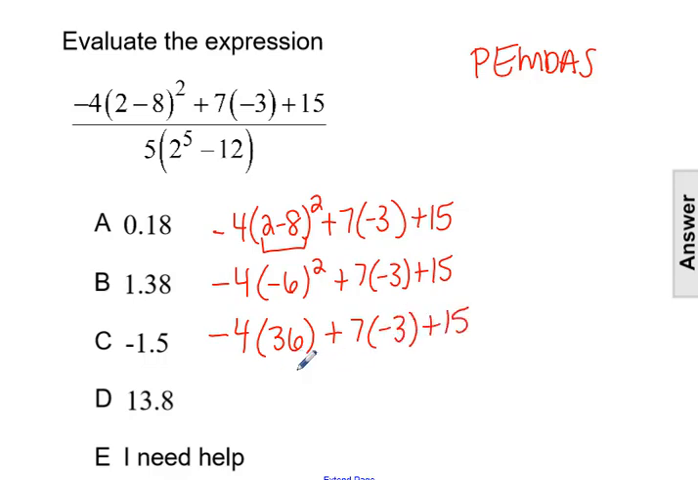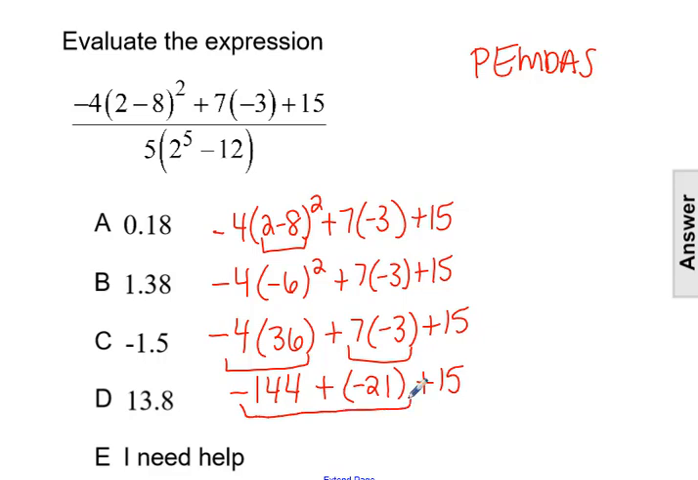Next, we can do our two multiplications. We first have -4 times 36, which is going to give us a product of -144. We then have our multiplication of 7 times -3, which is -21. We then have -144 plus -21, which is the same thing as -144 minus 21, which is -165, plus 15 makes our numerator -150. So let's write that as our completely simplified numerator.